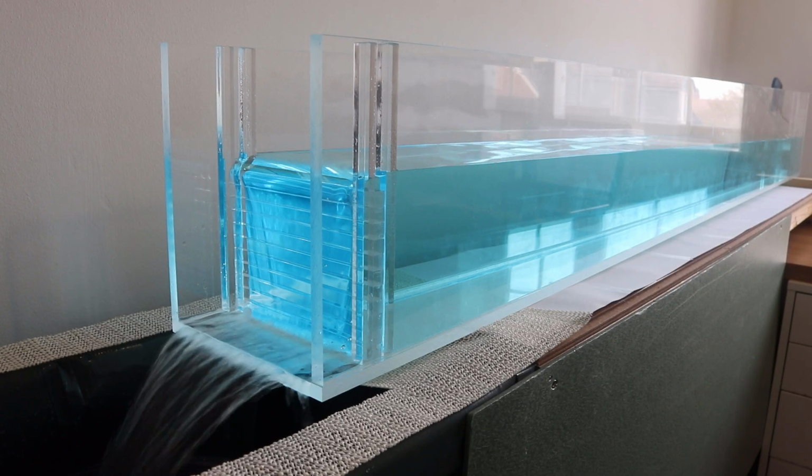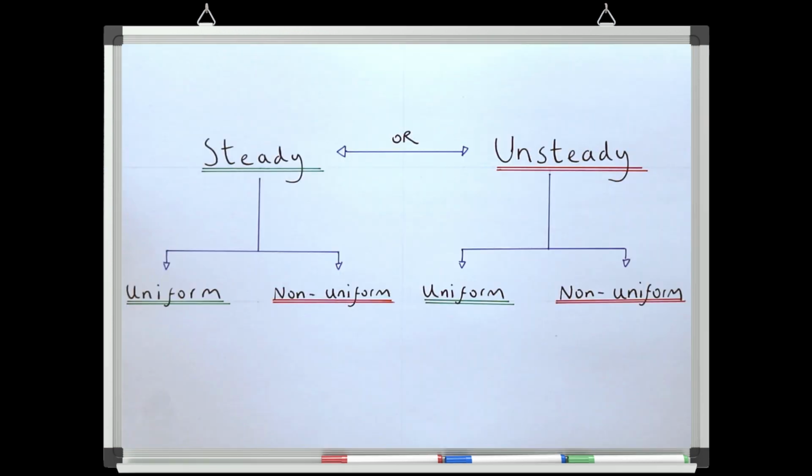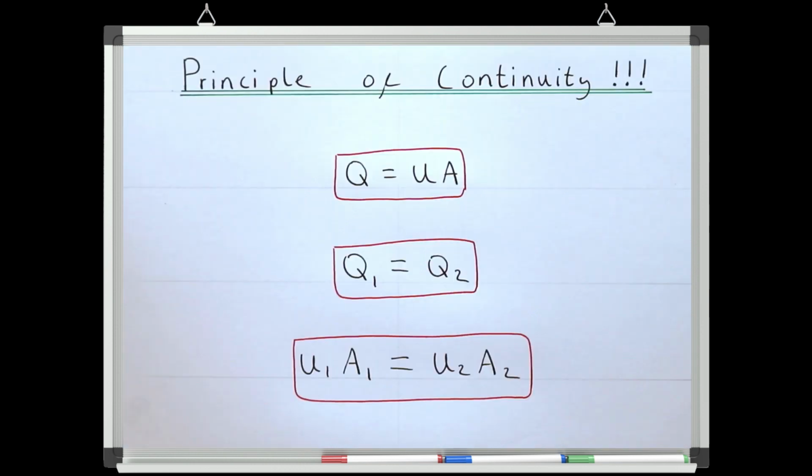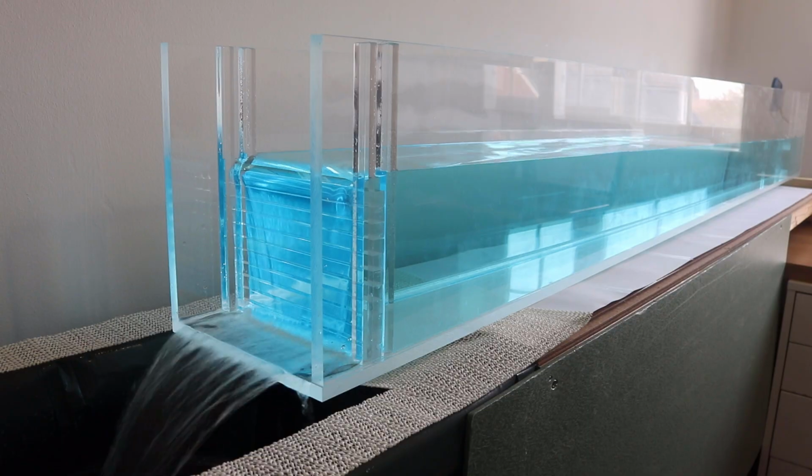In the last lesson we looked at the very basic tools that we need to start to investigate flowing water. In part 1 we looked at the essential flow parameters. In part 2 we looked at how to classify flow. And in part 3 we brought all of these ideas together to look at the principle of continuity. And for almost all of lesson 1 we were looking at examples of open channel flow.